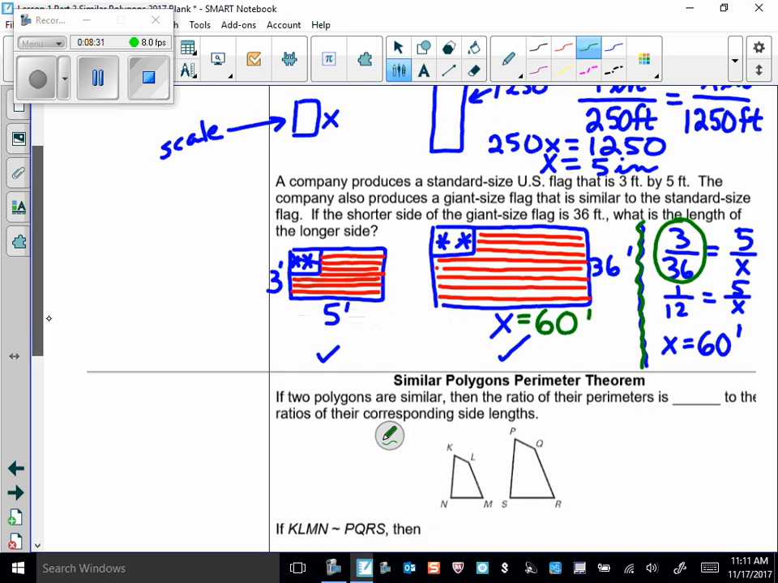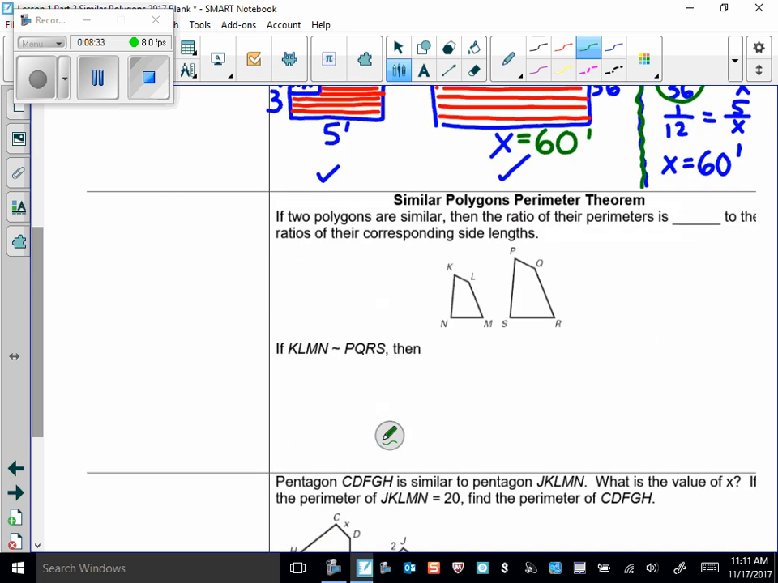Okay? All right, here's another theorem. Similar polygons perimeter theorem. If 2 polygons are similar, then the ratio of their perimeters is equal to the ratios of their corresponding sides. All right, so basically all that's saying is the scale factor of the perimeters is the same as the scale factor of the corresponding sides.